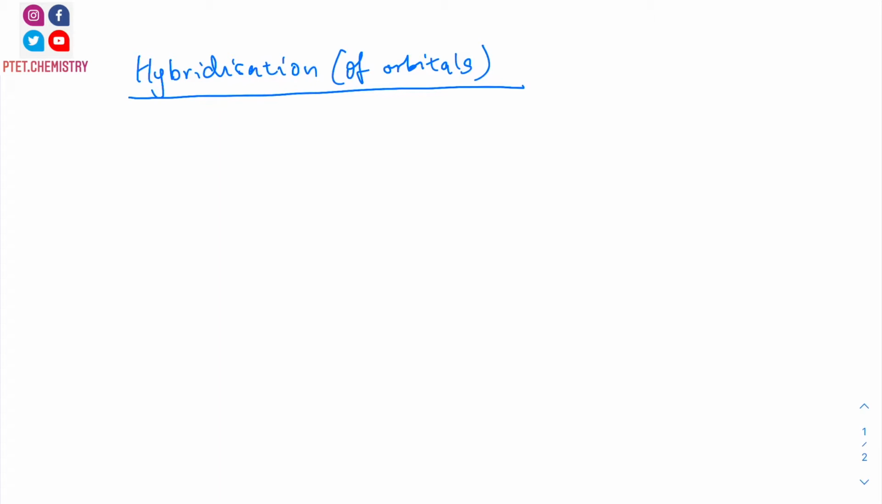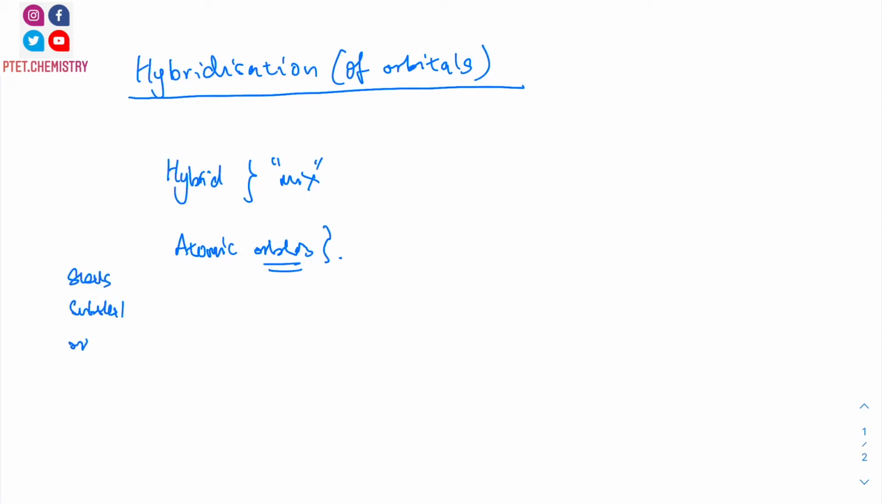Alright, so we know hybrid means a mix or a mixture, and then we are talking about orbitals in relation to atomic orbitals. We talked about orbitals, shells, and subshells in the other video on electronic configuration. It was quite a long video because I thought it was much better to cover everything in that particular video, because they're all related to electronic configuration.